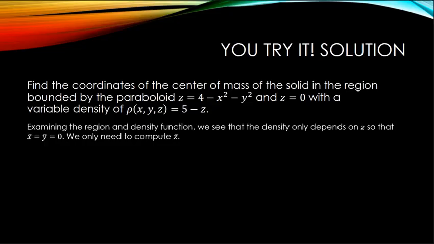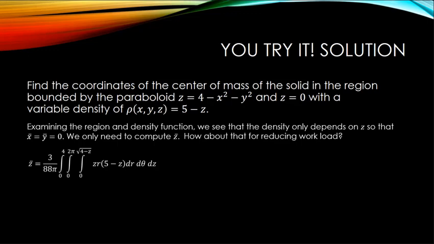I'm going to notice that the density only depends on z. With that in mind, I'm going to know that x bar and y bar will both be equal to 0. I only need to compute z bar. How about that for reducing my workload? Z bar is equal to 3 over 88 pi times the integral from 0 to 4 of the integral from 0 to 2 pi of the integral from 0 to the square root of 4 minus z of z times r times the quantity 5 minus z dr d theta dz.